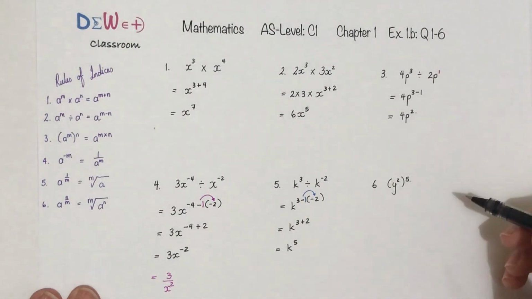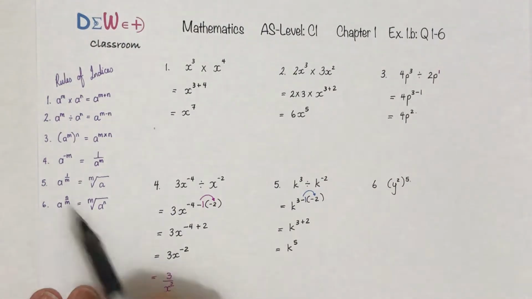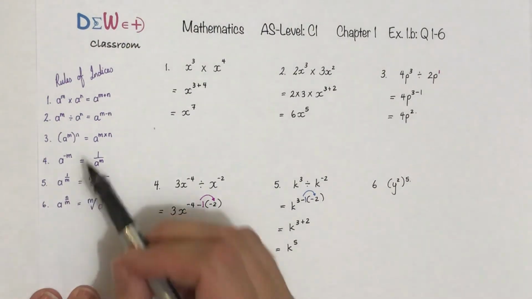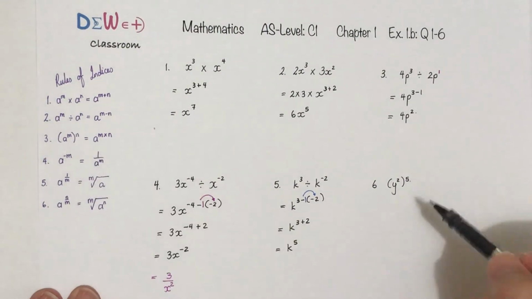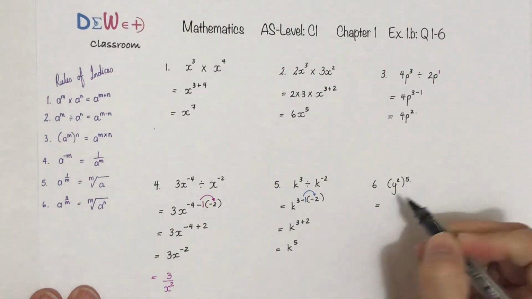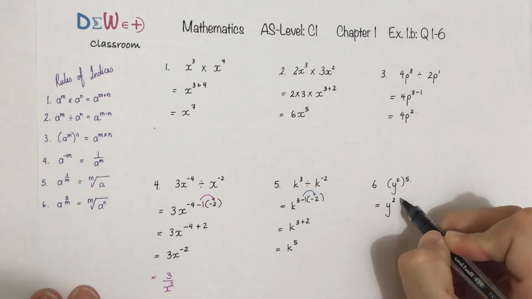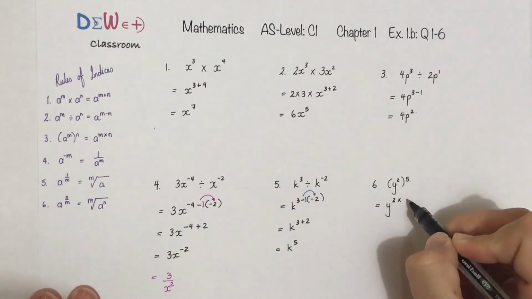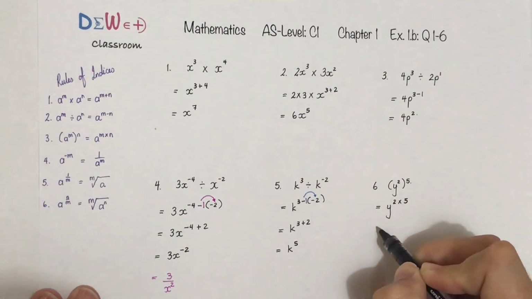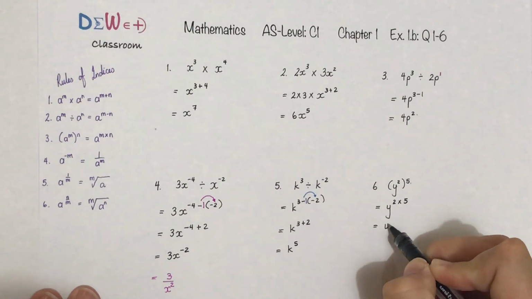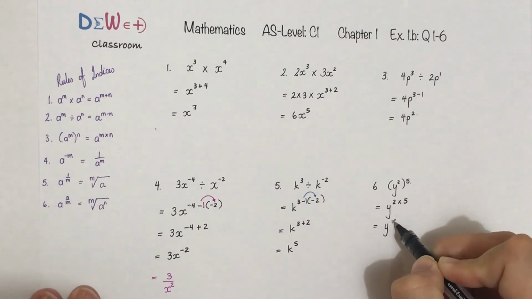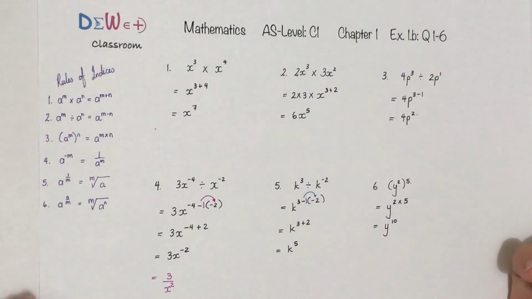We go over to the last one, question number 6, and that is straightforward, the same as rule of indices 3. You're basically going to multiply the indices. So you have y squared multiplied by the indices on the outside of the brackets, 2 times 5, resulting in y to the power of 10. And that concludes the video on this exercise.